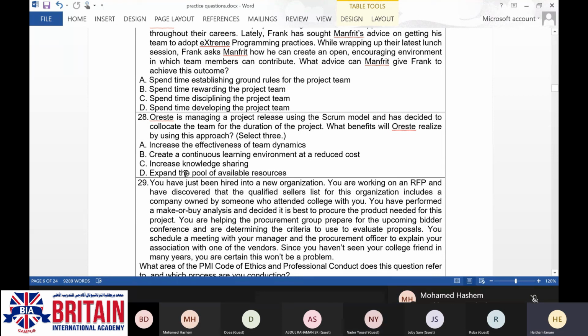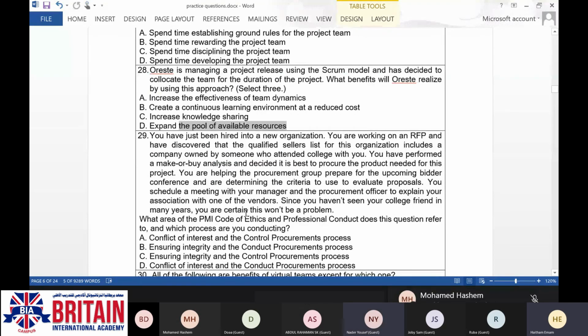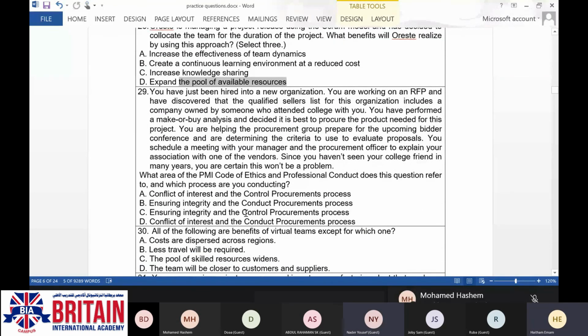The answer D, when we are going to say expand the pool of available resources. Available resource, when you are going to add expand the pool, you are going to add more resources. Expand the pool of available resources means you are going to add more resources. But when you are going to talk about having co-location, it doesn't have any relation with having pool of available resources. Understand my point? Okay. I understand. I remember now. Thank you. You're most welcome.